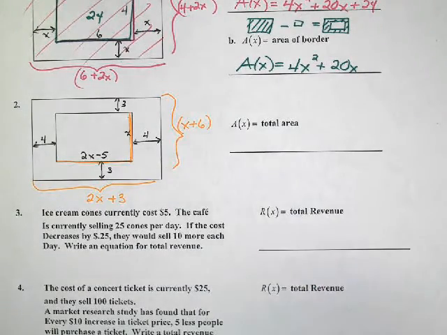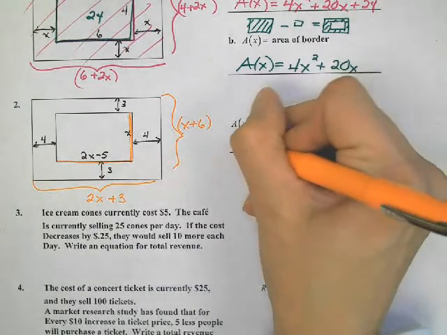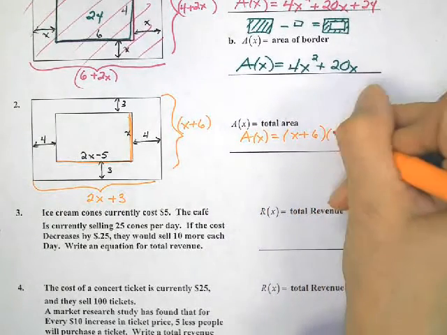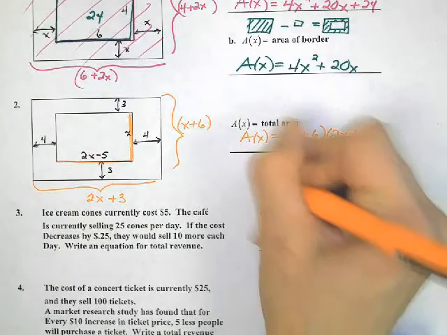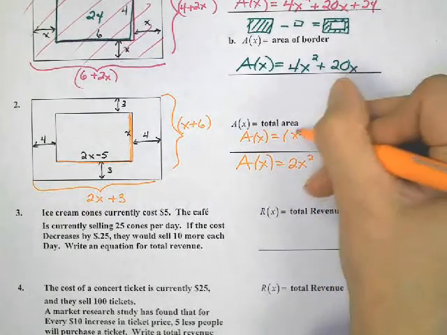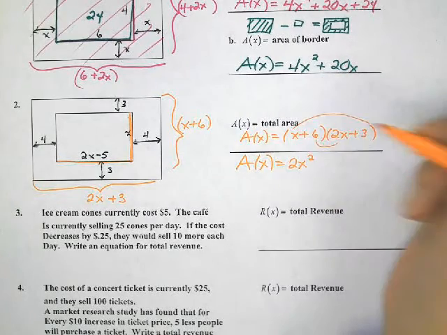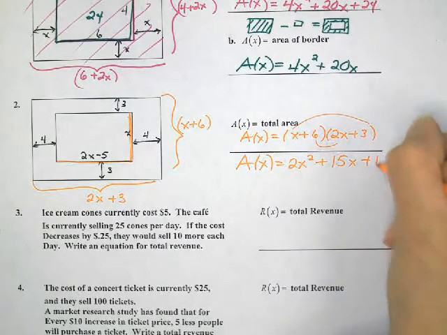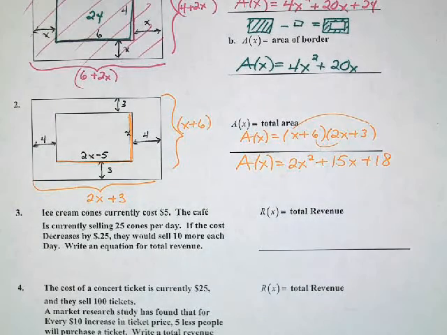All right, let's go ahead and write the total area equation. A of x equals x plus 6 times 2x plus 3. So in descending order, 2x squared. Hey, what's the outers and the inners? Plus 15x plus 18 total area.